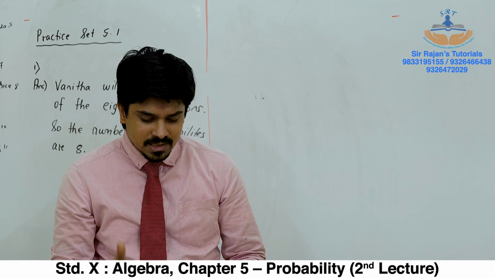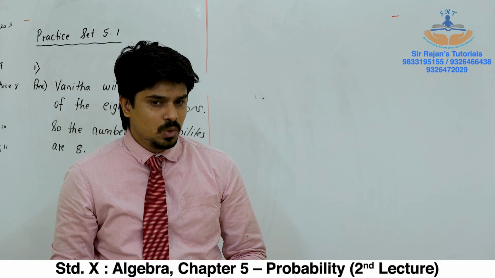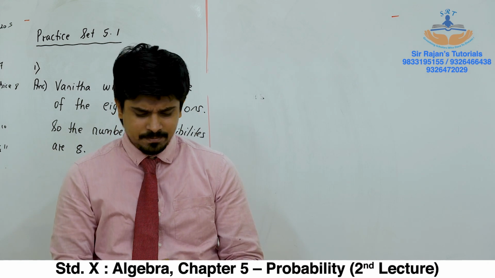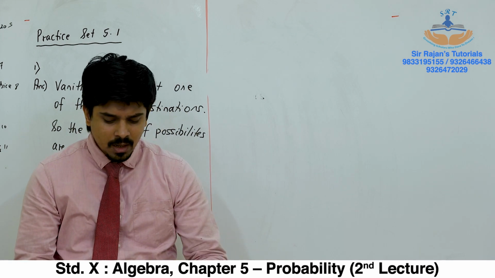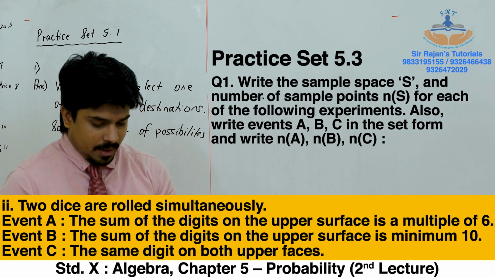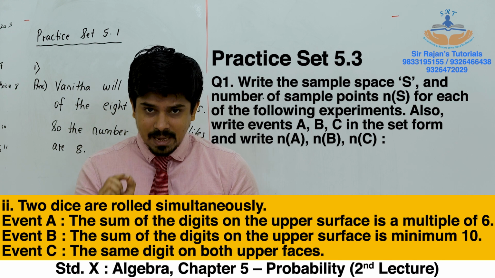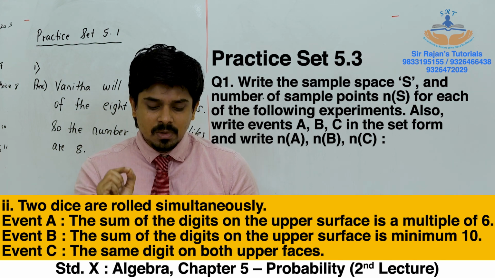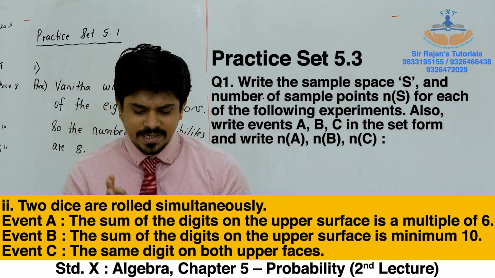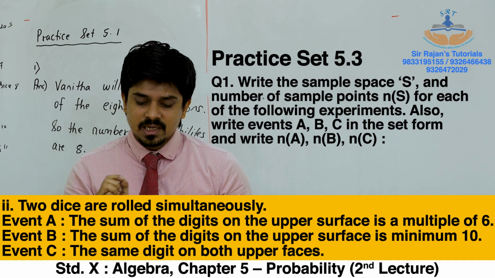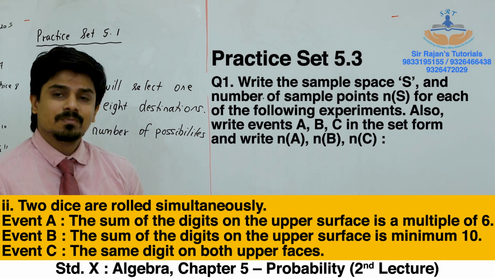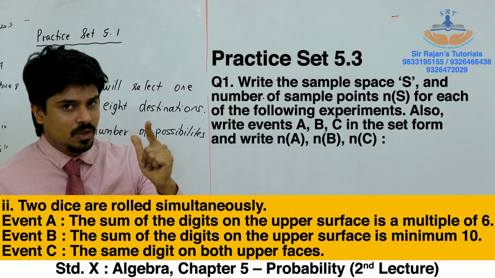Okay. Now remaining sums of this exercise you can go through from my notes. They are very simple and I have almost covered everything in the basics of the chapter. Come to the third exercise. Practice set 5.3, page number 121. Okay, question says what? Write sample space S and number of sample point n of S for each of the following experiment. Also write events A, B, C in set form and write n of A, n of B and n of C. मतलब sample space लिखने का है, n of S लिखने का है.